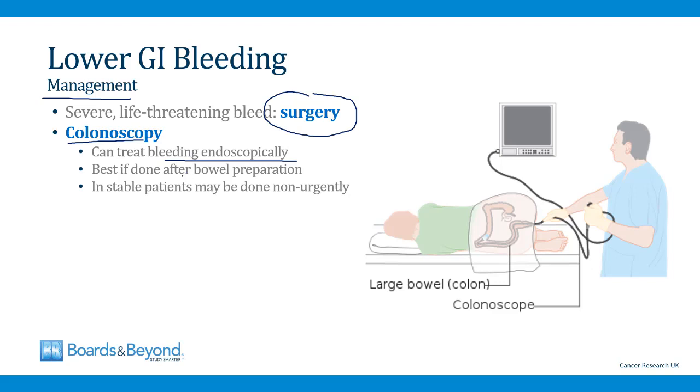Colonoscopy is best done after a bowel prep to clean out the colon, so for that reason it's usually done in stable patients in a non-urgent manner. Once the lower GI bleeding has stopped or slowed to a very slow rate, then the patient can do the bowel prep and then have a colonoscopy.